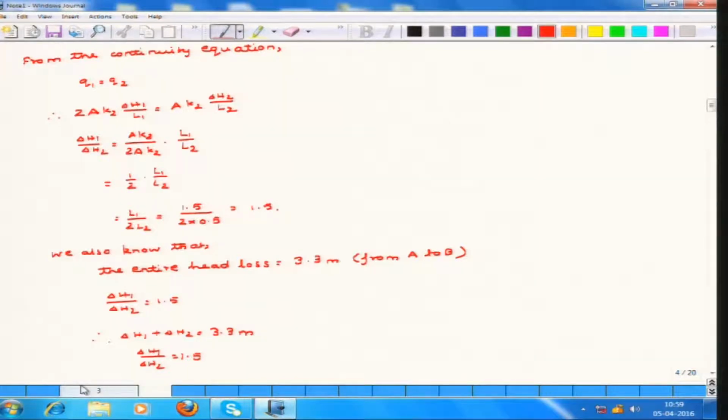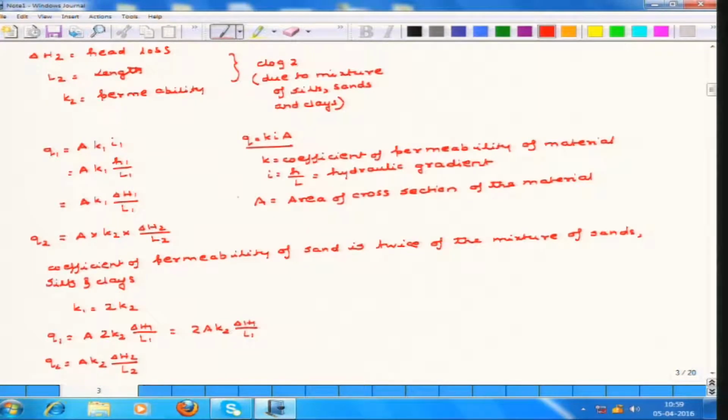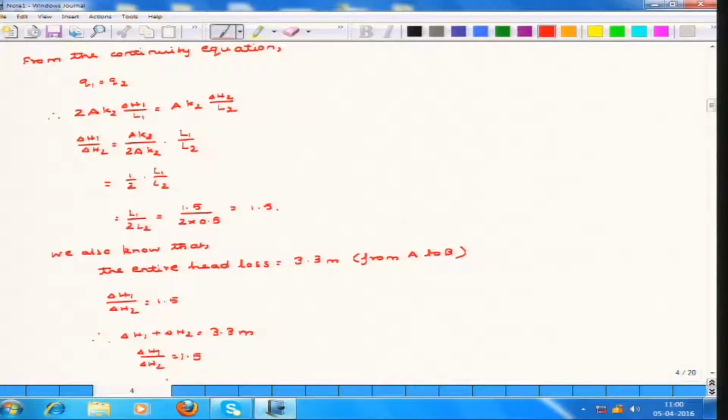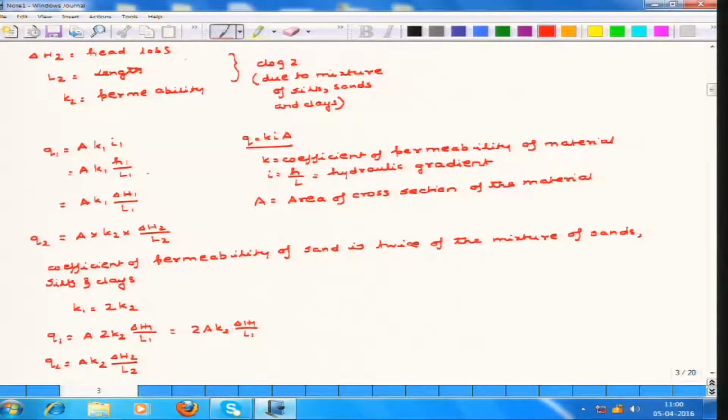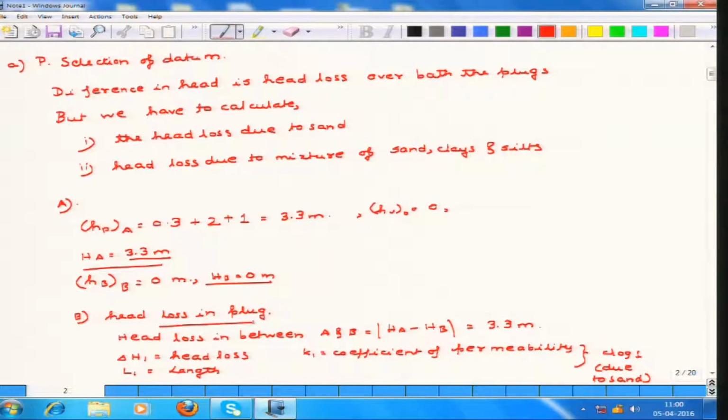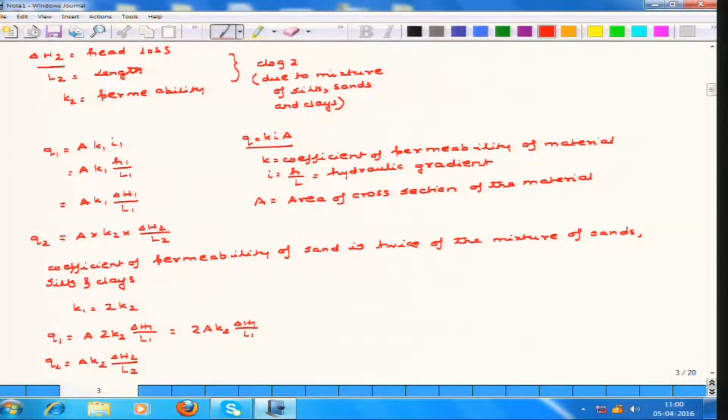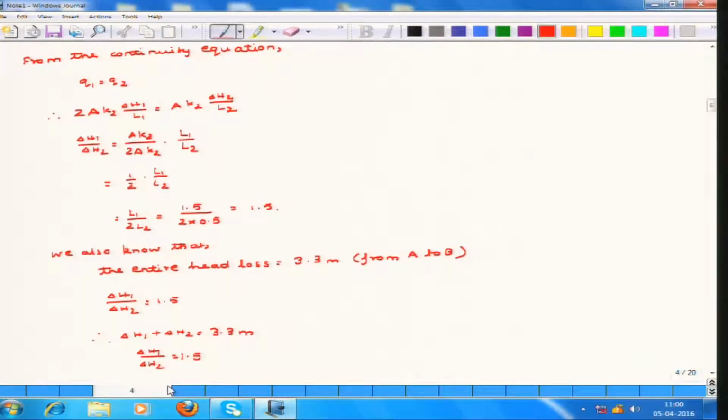Okay, let me clear this part. Delta H1 is basically the head loss due to the mixture of sand, or due to the clogging of sand, while delta H2 is due to the clogging of sand, silts and clays. So, along the entire length of the pipe there will be two head losses, one due to the mixture of sand only, that is delta H1, and another due to the mixture of sand, silts and clays, that is delta H2. Now, the head loss will be along the entire length of the pipe, L1 for delta H1 and L2 for delta H2, because the pipe basically is of length 1.5 plus 0.5 meter at the end.